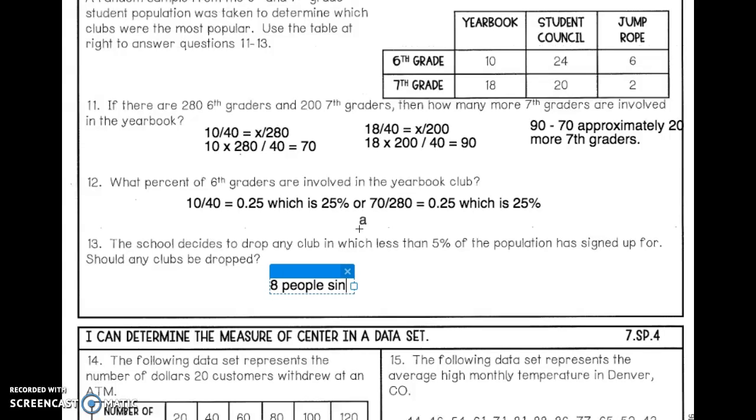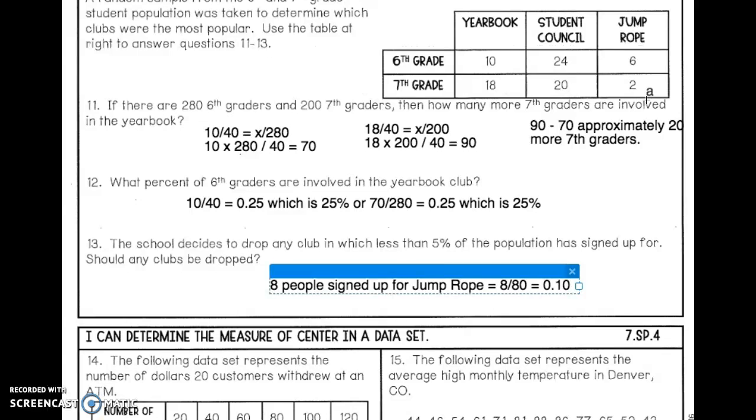8 people signed up for jump rope, and that would be 8 out of, let's see, 40 here and 40 there. So that's 8 out of 80. So if we divide that, 8 divided by 80 equals 10%.